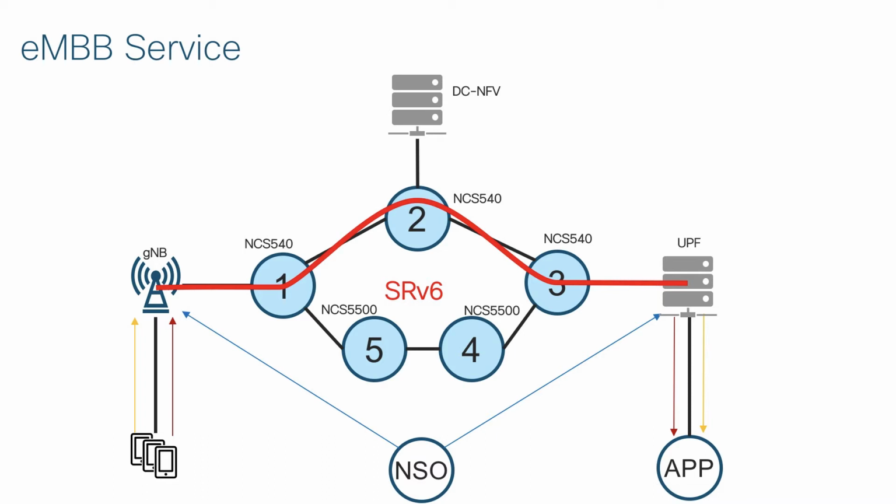The first scenario shows the enhanced mobile broadband service. eMBB is just pure internet access, so we need to use the best path through the network, which is typically indicated by the IGP metric. So here we will just do simple GTP translation into SRv6 without any SRH. And for forwarding the packet, we will use the shortest path through the network.